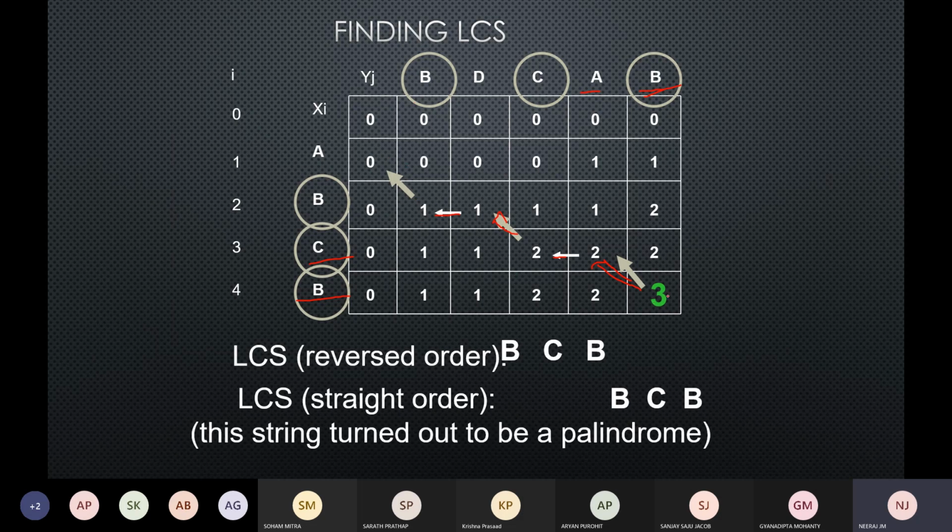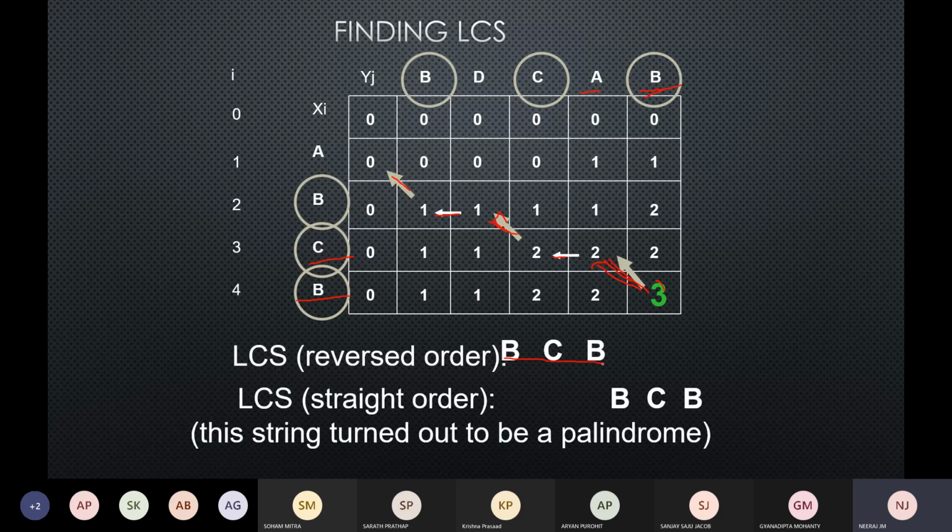So your path is nothing but wherever you move diagonally, that's your LCS, the longest common subsequence. So here, 3, you move diagonally, so it's B comma B. Then where else do you move diagonally for 2? Here. Then it's B, after B comes C. And again, you move diagonally next, here, which is B comma B. So your LCS is nothing but BCB.